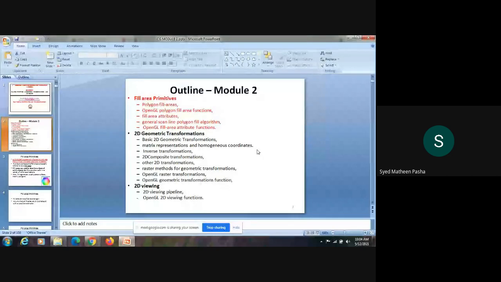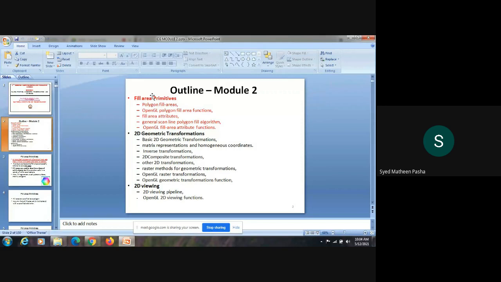First, we'll check out the outlines of Module 2. What are the topics we'll be studying? We'll be revising in Module 2, and then we'll move on to the further slides. As I told, the module is being divided into three parts. One is fill area primitives, 2D geometric transformation, and 2D viewing.